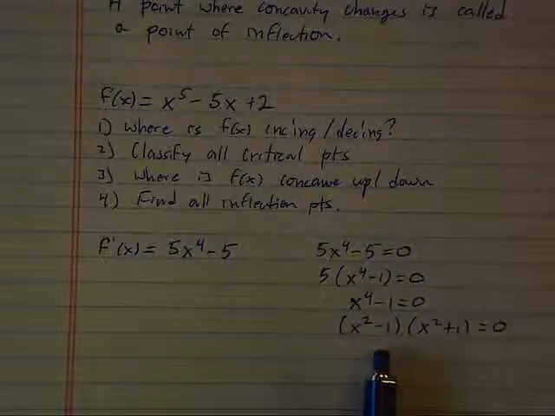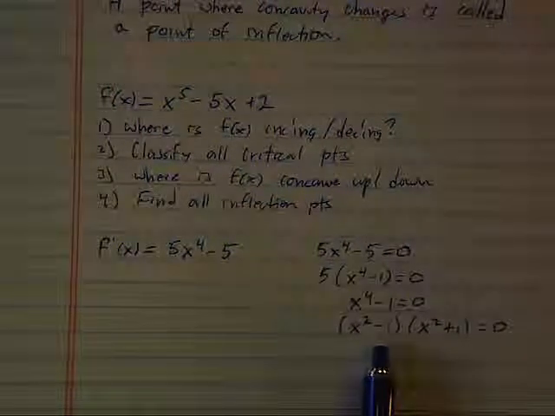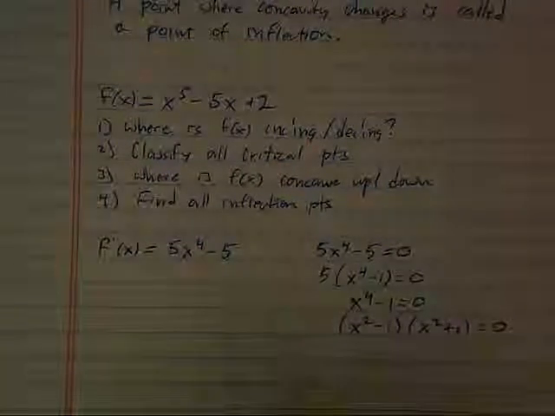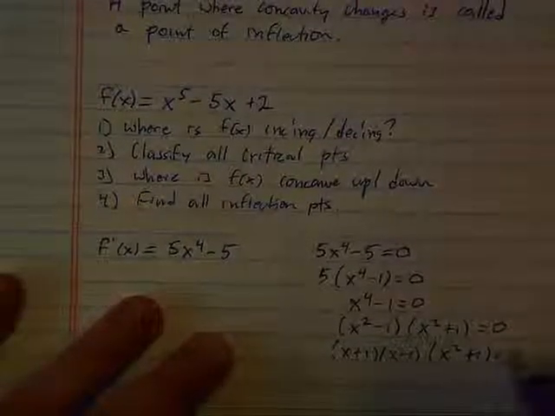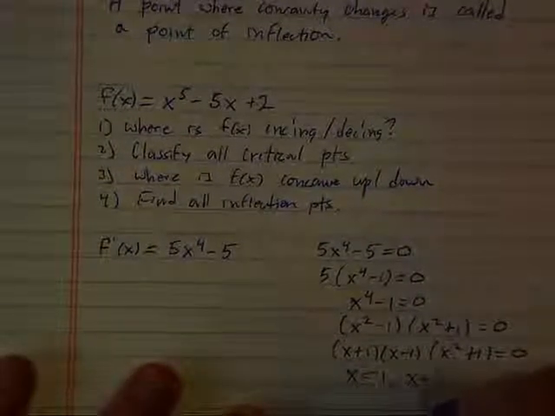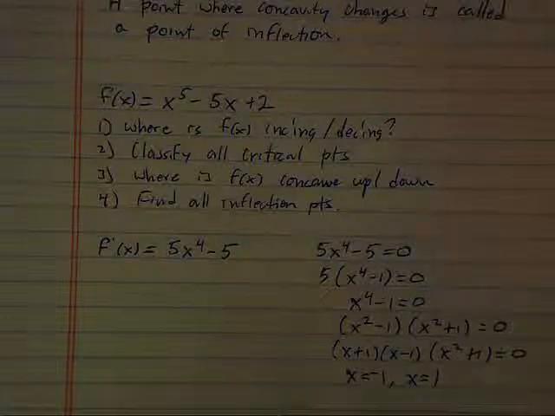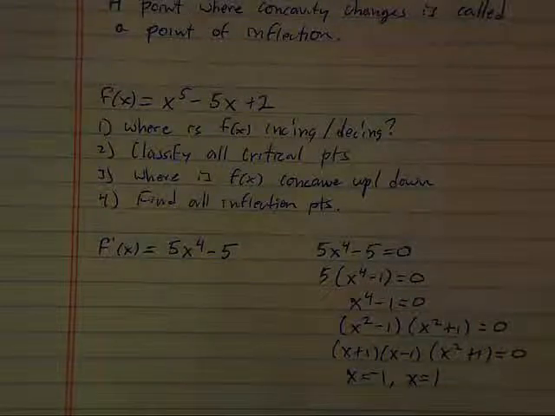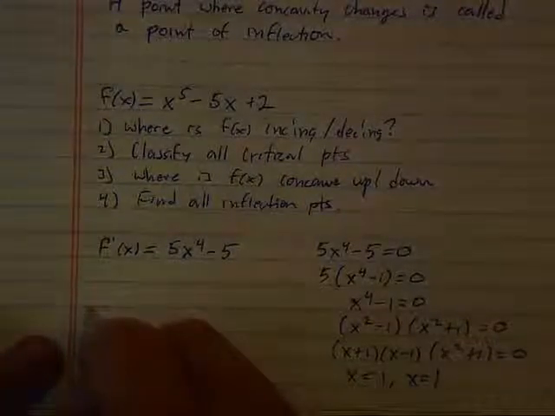X squared minus 1 has 2 solutions. What are the solutions to x squared minus 1? X equals plus or minus 1, because that one you can factor as x plus 1, x minus 1. X squared plus 1, on the other hand, does not factor. So we get x equals negative 1, x equals 1. What are the answers to x squared plus 1 equals 0? I and negative I. Do we want those answers? No, we don't do complex numbers in this class. So you were correct. The answers are plus and minus 1. But there are 2 other answers that are hidden there. They're complex numbers.